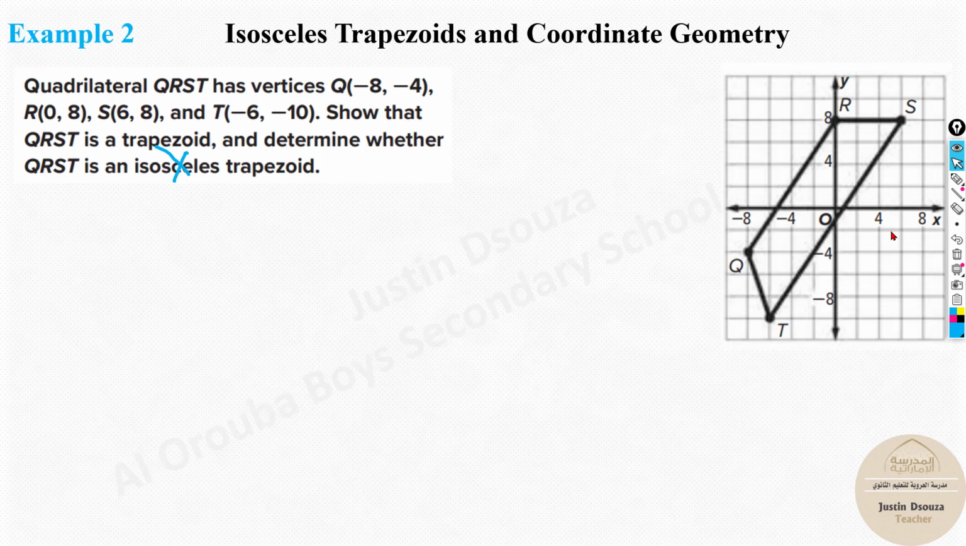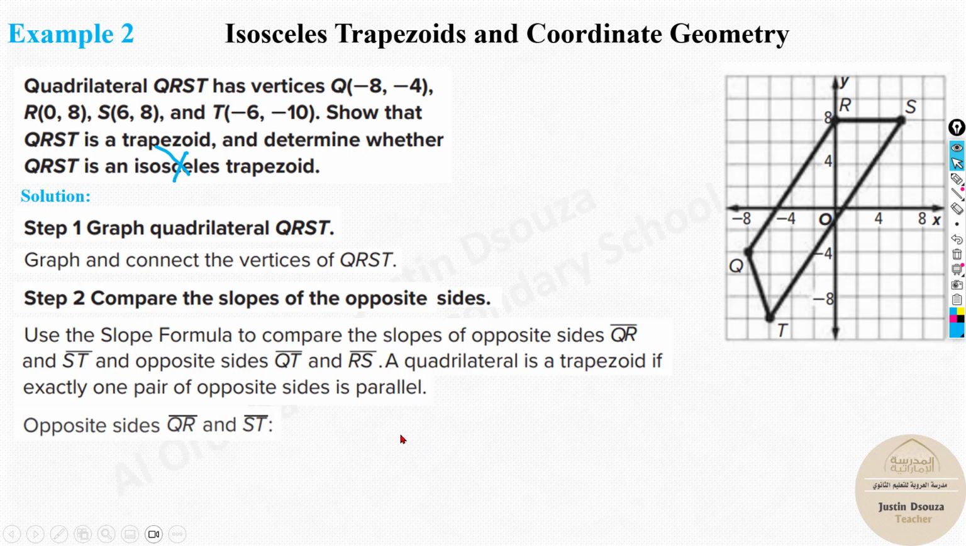Next, what you do is basically find the lengths of the legs RS and QT. When you find the lengths, if they are equal, then they are isosceles. But in this case, it was not equal, so it's not isosceles. That's the answer. Now you can solve it by various methods.